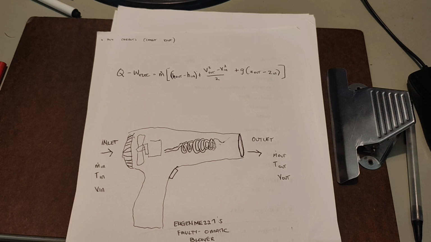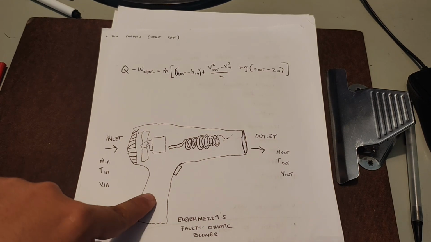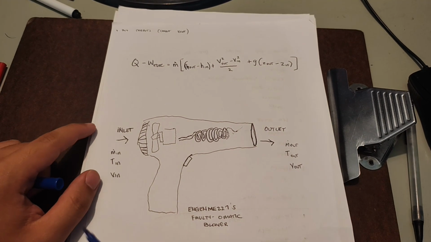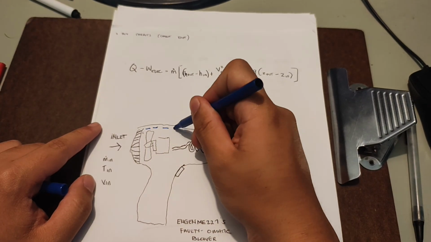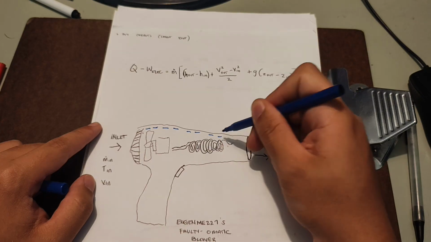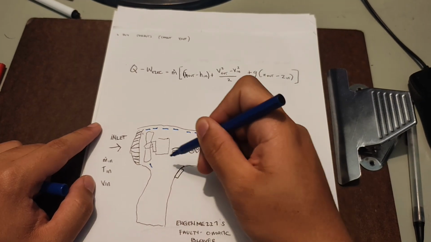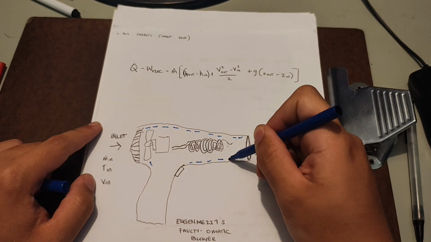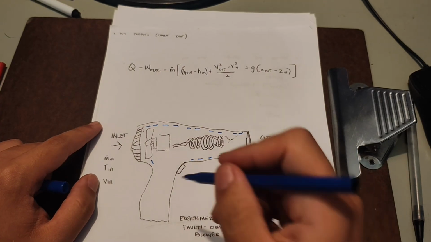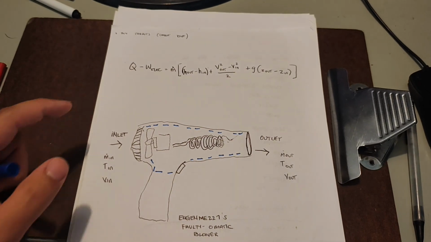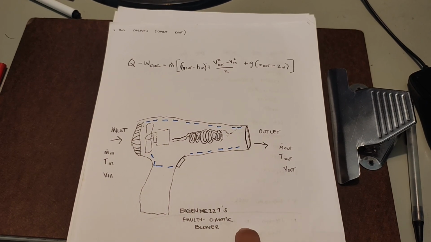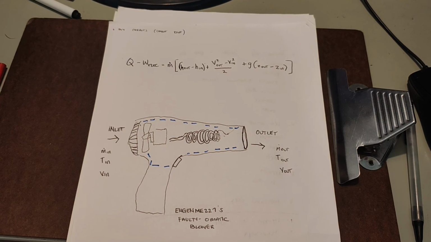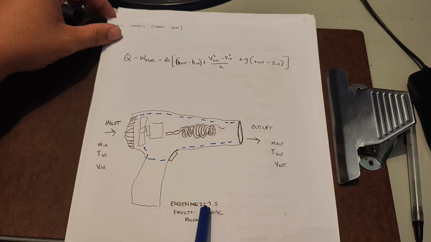We did not measure anything about how hot the blower has been, like the plastic component itself. So for the sake of math, we're going to consider our blower as an adiabatic process. It means nothing will be transferred to the plastic. We'll just be measuring the temperature of the air coming out. Let's say, for example, that's our system boundary, the dotted line. And this one is also a control volume.